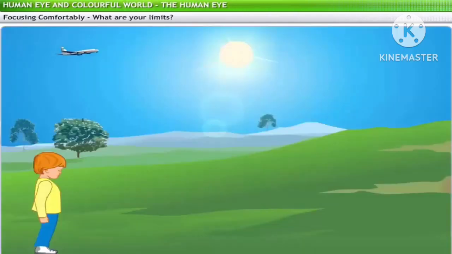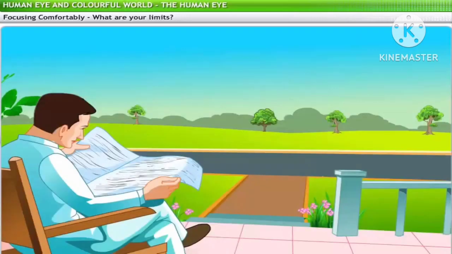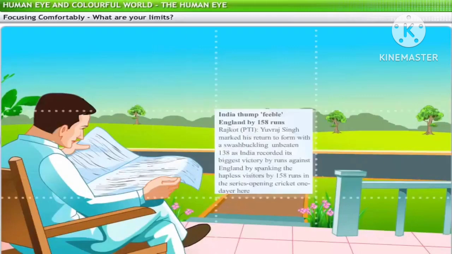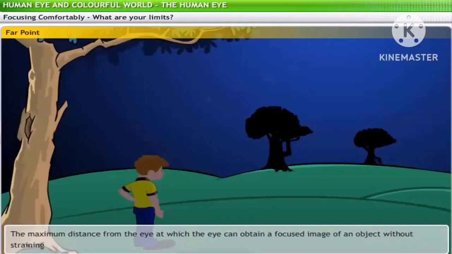So, how far does the power of accommodation of our eyes stretch? Can it accommodate images of objects at just about any distance? Not really. The power of accommodation provided by our eyes does have its limits. We cannot see distinct images of objects that are too far from or too near to our eyes. Far point is the maximum distance from the eye at which the eye can obtain a focused image of an object without straining.